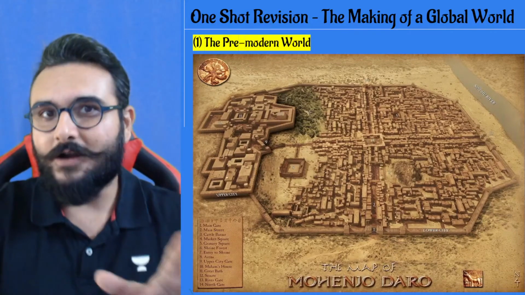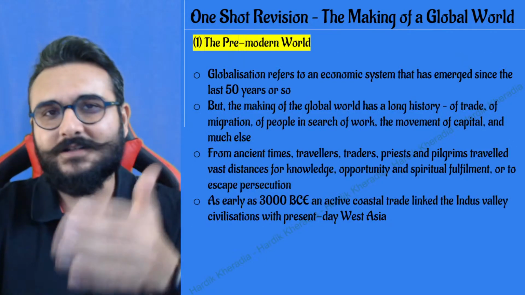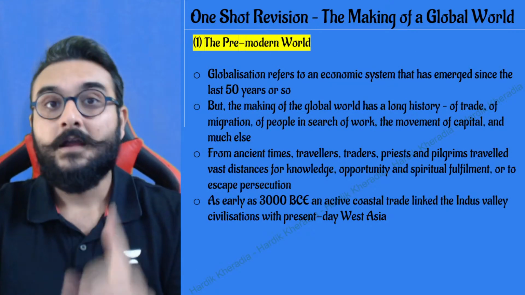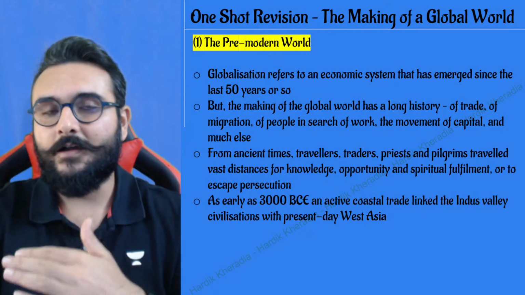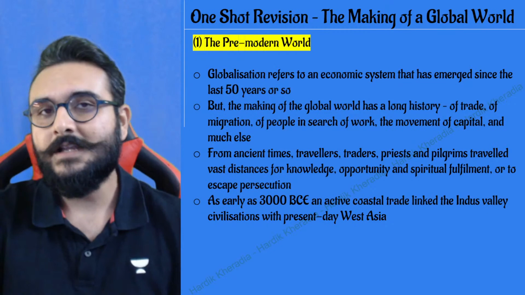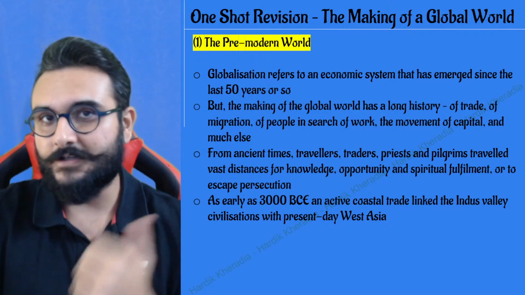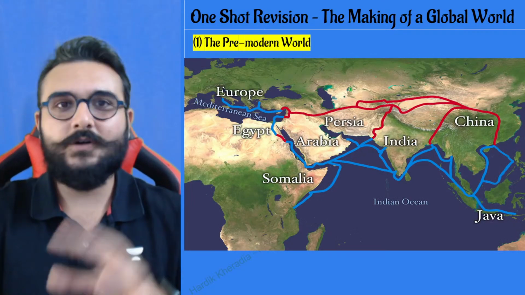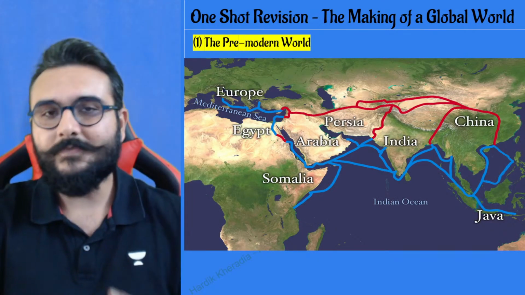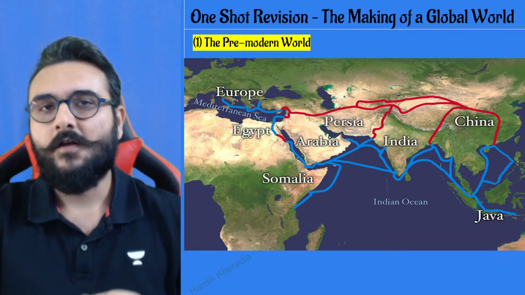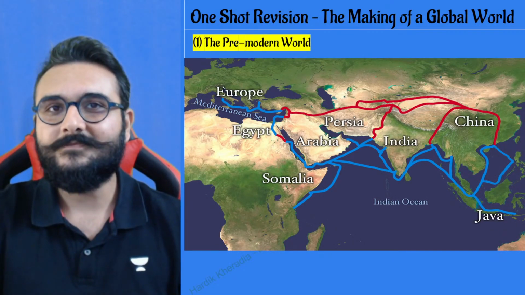I hope you understand that globalization is not something very recent, only 50, 60 or 100 years ago. No. As far back as 3000 before the Christian era, as you can see in the last point, there were silk routes. These silk routes actually connected the entire world. And yes, India was a very important hub of these silk routes.